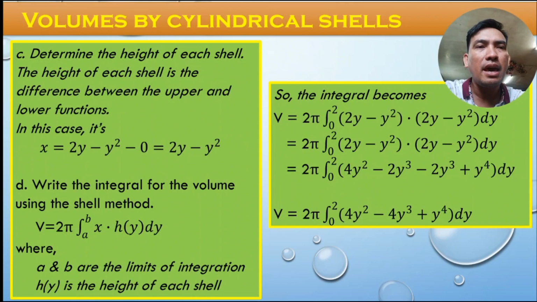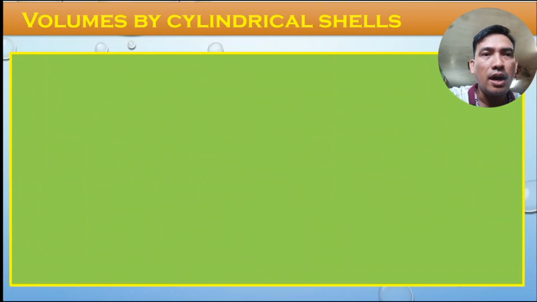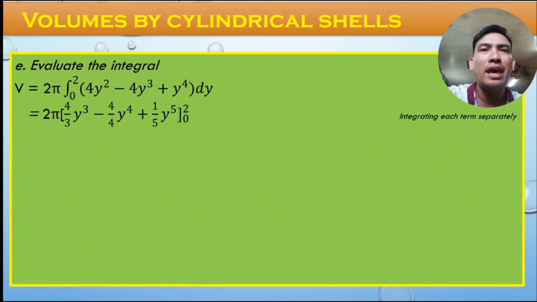So simplifying it out, we could have 2 pi with the integral from 0 to 2, the quantity of 4y squared minus 4y cubed plus y to the 4th dy. Okay, so what shall we do with that one? Let's now evaluate the integral.